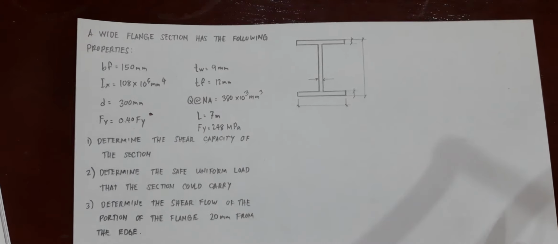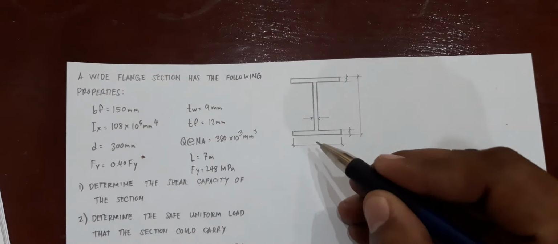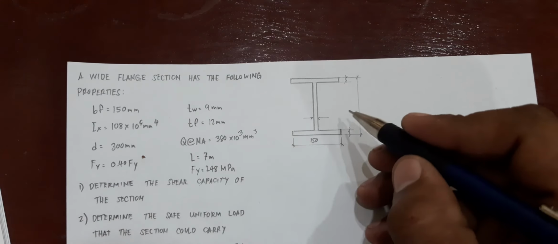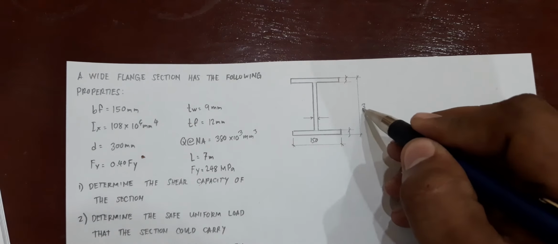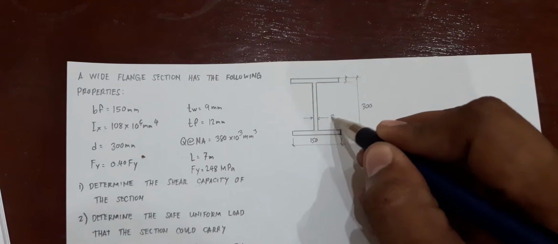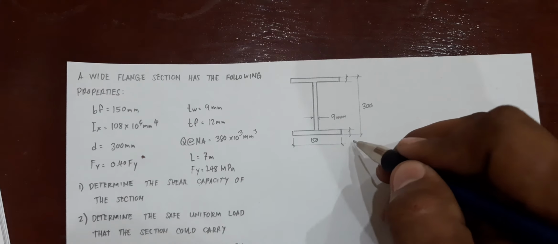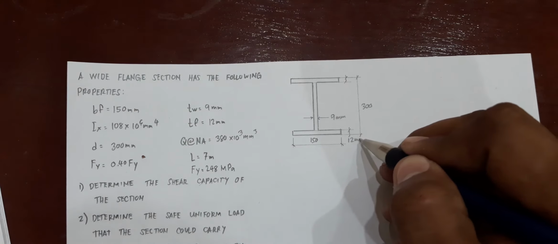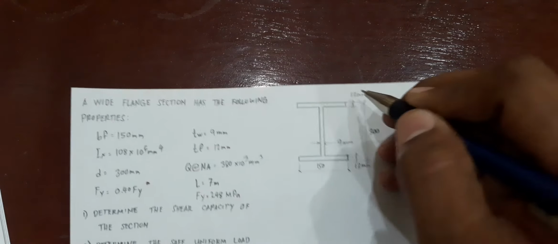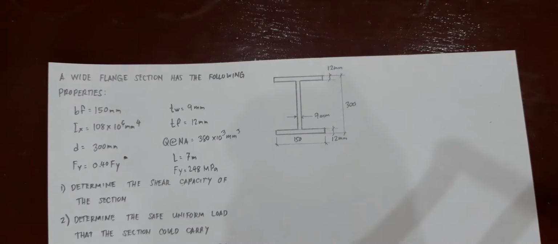Okay, so let's write down our information. First, the width of the flange is 150 mm, the overall depth is 300 mm, the thickness of web is 9 mm, and the thickness of the flange is 12 mm. Okay, so for number 1, determine the shear capacity.